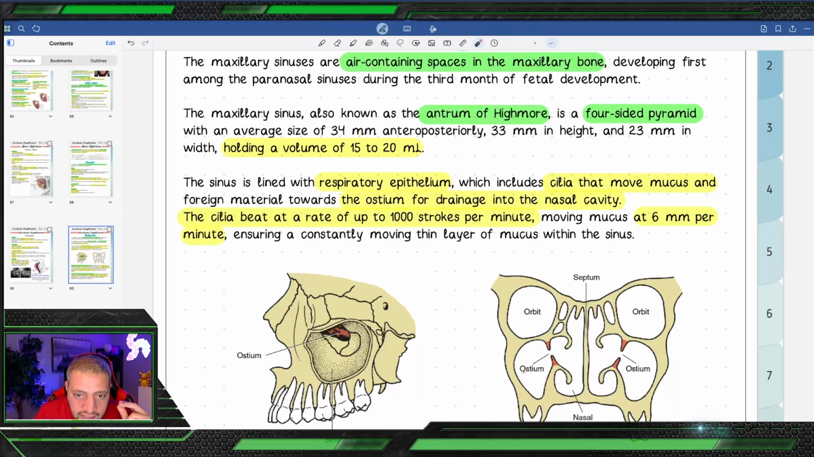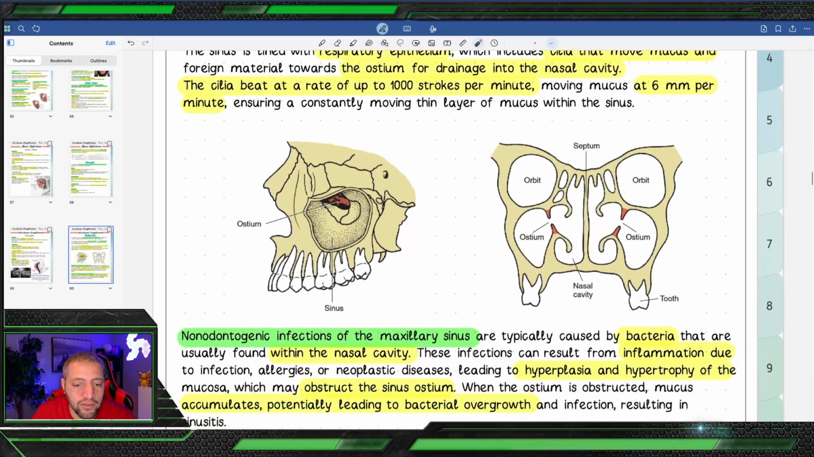So we have this respiratory epithelium with cilia giving up to 1000 strokes per minute to kick out the mucus at 6 millimeters per minute. So this is the number: 1000 strokes per minute to kick out mucus at a rate of 6 millimeters per minute through the ostium. If this ostium is blocked, it will lead to accumulation of mucus, which will lead to bacterial overgrowth, which will lead to infection.